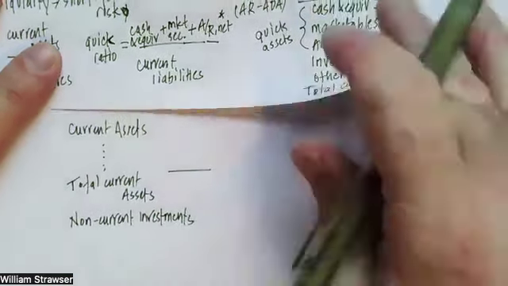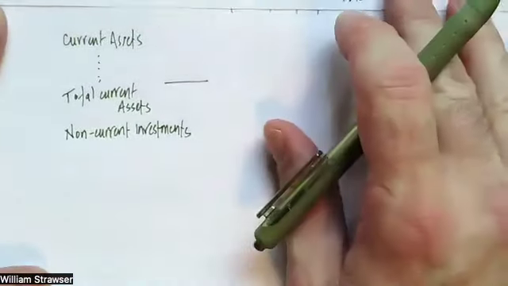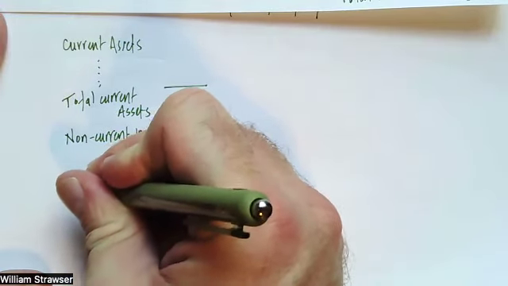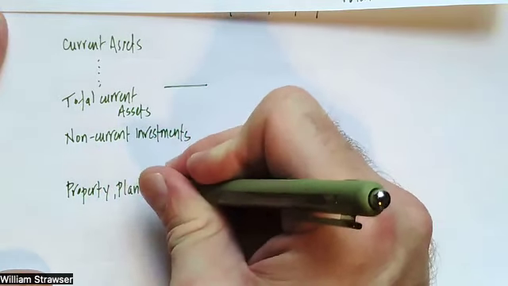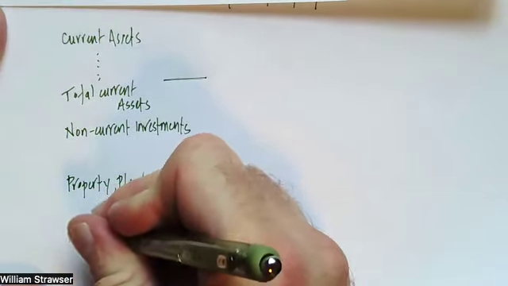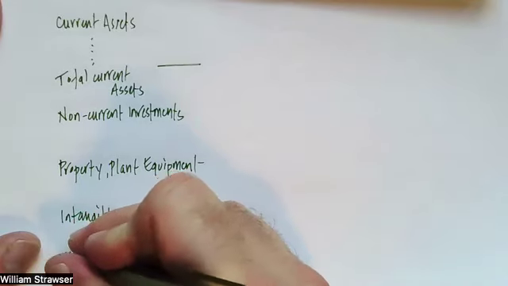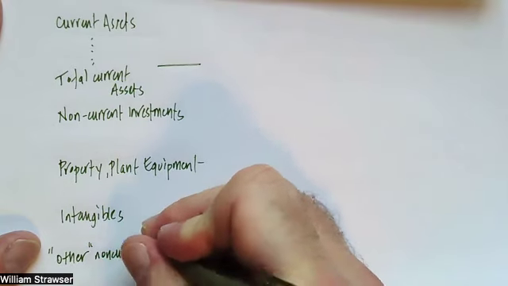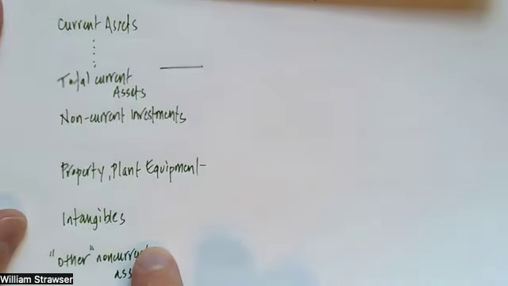Then after that, I'm going to leave a little space just to put some additional pieces in here. Then after that come property, plant, and equipment, PP&E. And then after that come intangibles. And if there are any, we have also other non-current assets. So ones that don't really fit within any of these categories kind of go here.